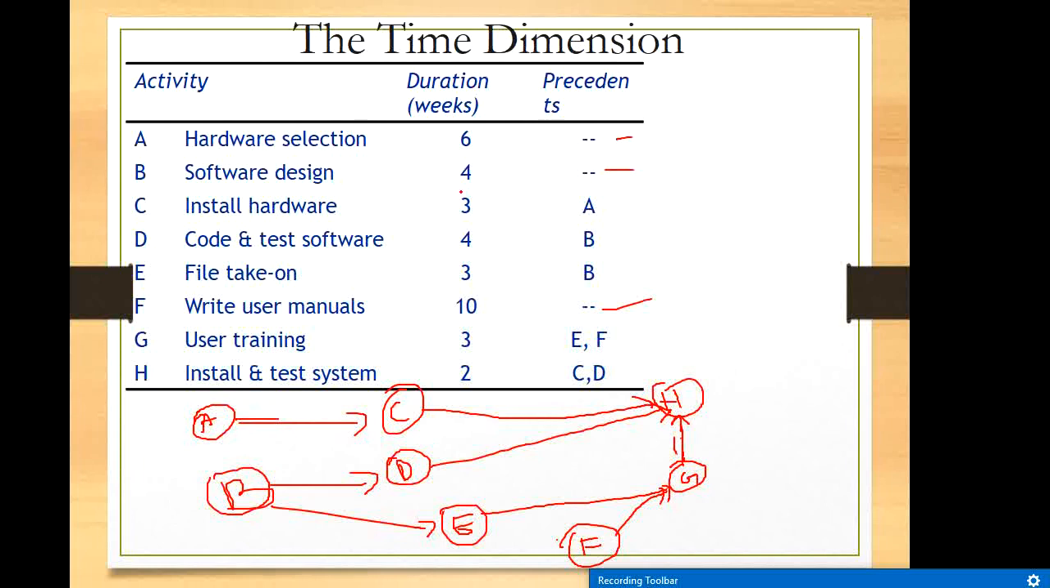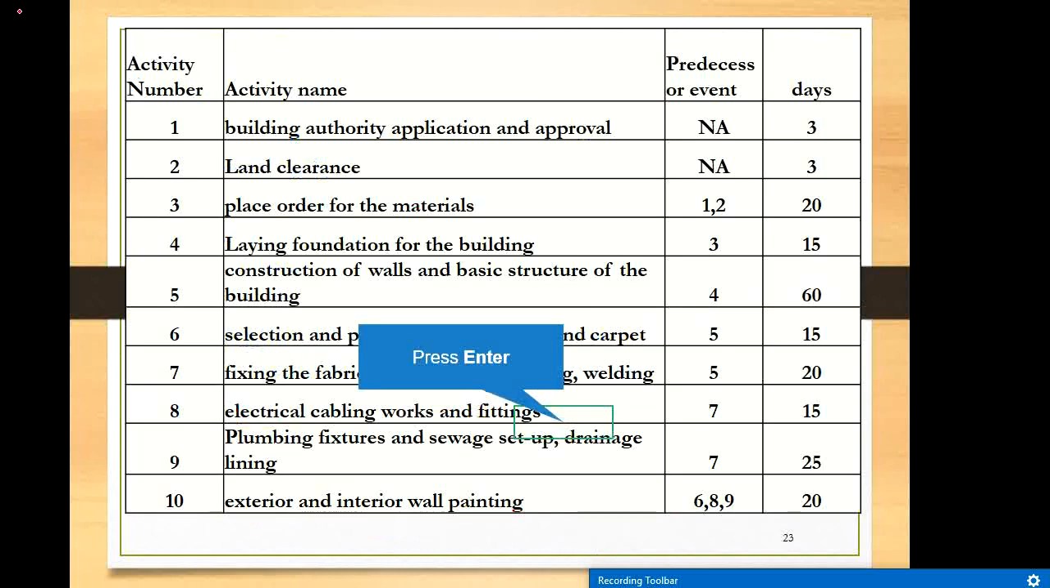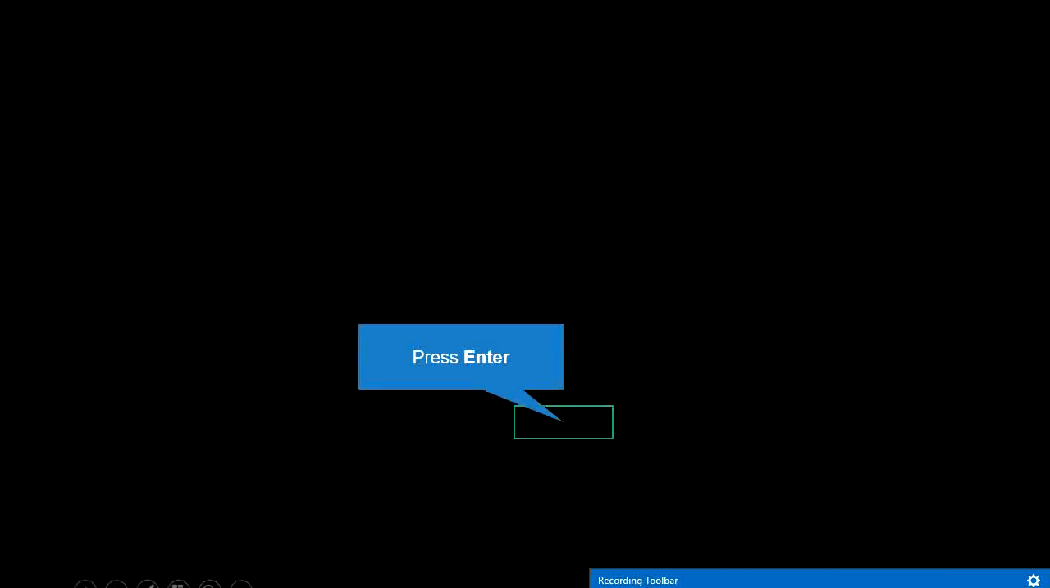You try with this activity on node. You try with activity on arrow. This is another example, right? You try this example. You can see, I think, right? This is the way you have to draw the network diagram for any project given to you, right?